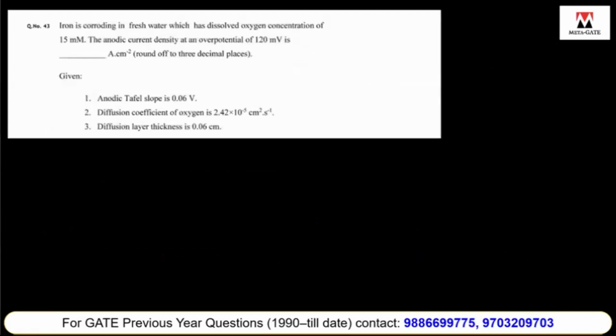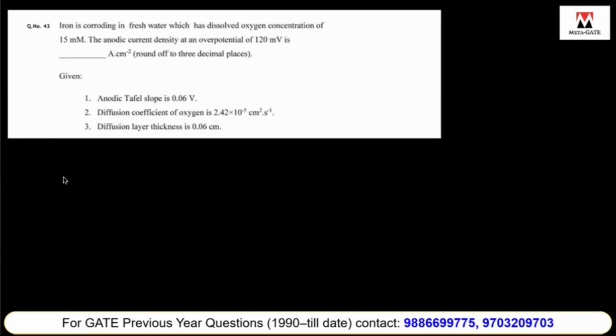The iron is corroding in fresh water which has dissolved oxygen concentration of 15 millimolarity. The anodic current density at an over voltage of 120 millivolts is asked. So if you see, 120 millivolts of over potential is given. Anodic Tafel slope is given as 0.06. Diffusion coefficient of oxygen is given as 2.42 into 10 power minus 5. And diffusion layer thickness is given as 0.06 centimeter.